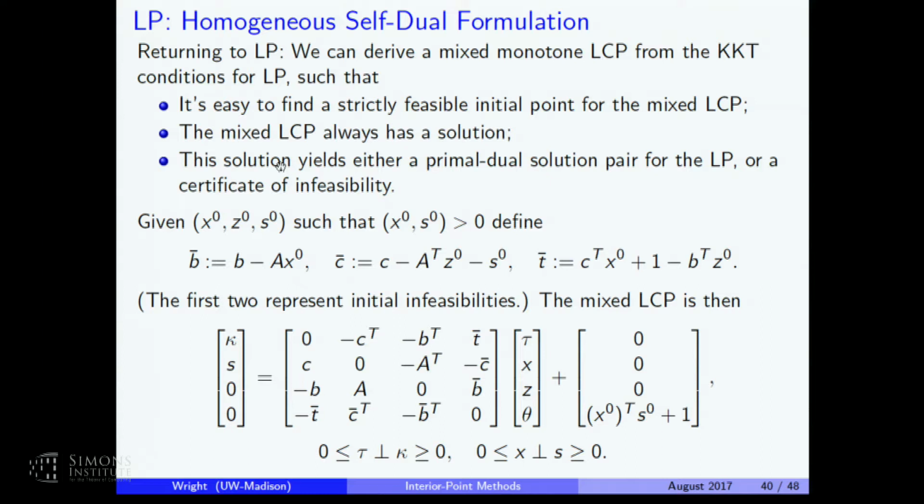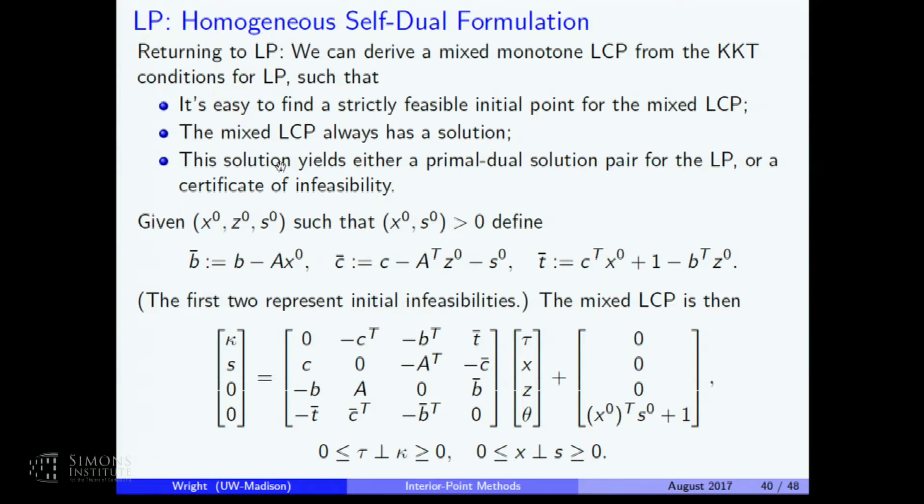Then I'm going to define these objects. I'm going to define a B bar, which is sort of the initial infeasibility of this point. I'm going to define a C bar, which is the dual infeasibility of this point that you've given me. And I'm going to define a T bar, which is sort of a duality gap with a +1 added on. Okay, again, from this initial point.